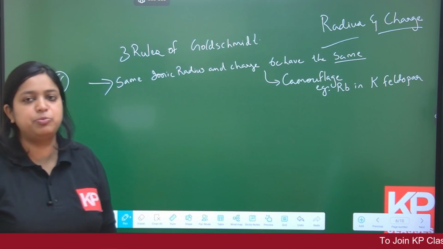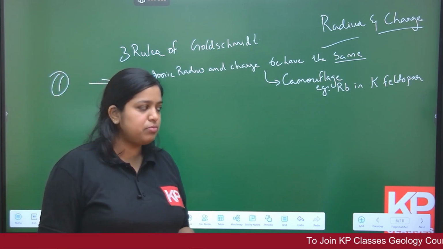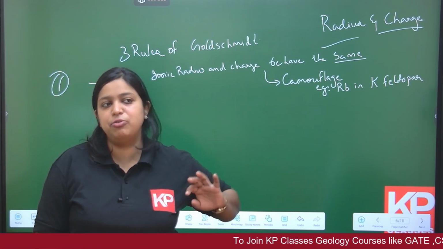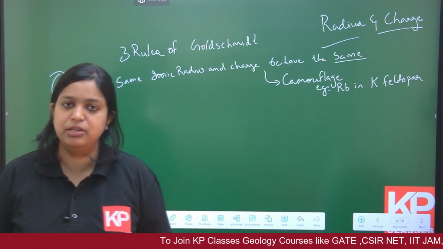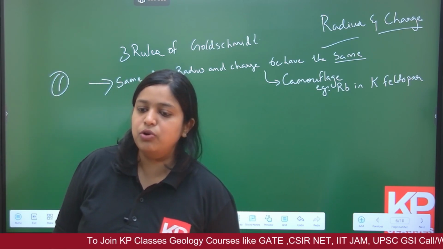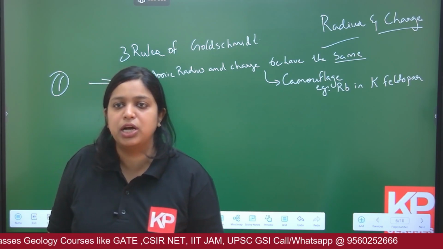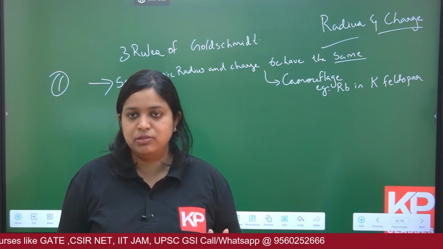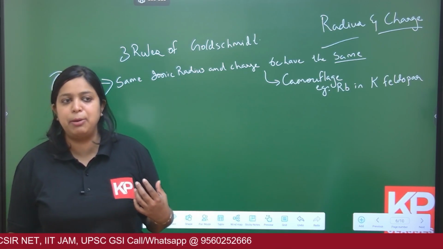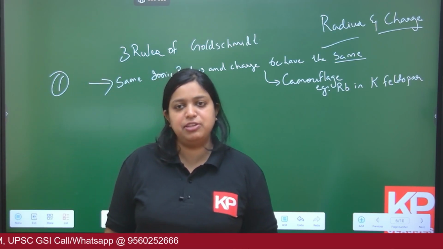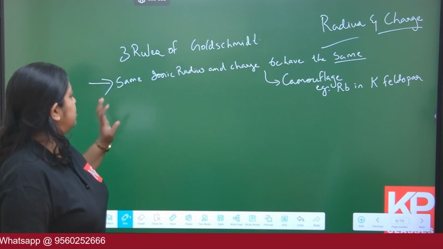Rubidium in potassium feldspar. So what happens is, rubidium and potassium both have similar ionic radius and similar charge. So both behave the same. Hence, rubidium can substitute potassium in the potassium feldspars. So camouflage substitution happens to rubidium in the potassium feldspars. Okay. Now next, let's see.